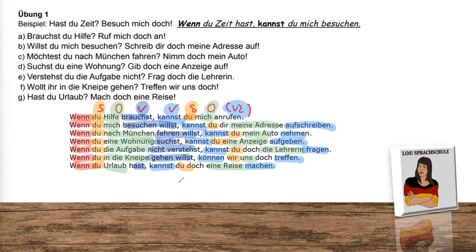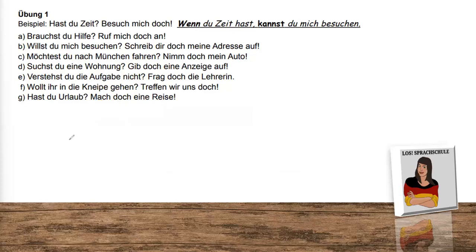This is how we build it. And of course, in this example, we have always the Nebensatz in the beginning, the comma, and then we have the Hauptsatz. This doesn't mean there are not other options, but this is this example. Let's go to the next one.